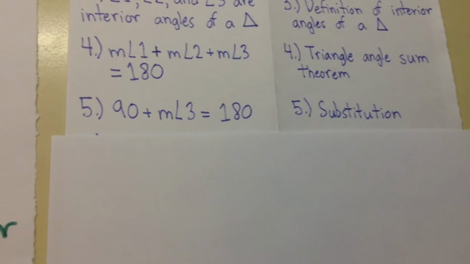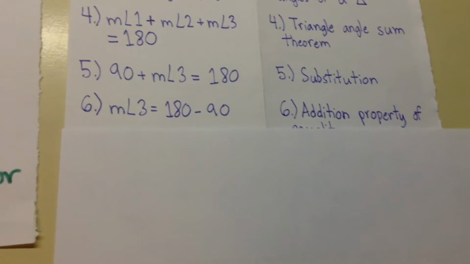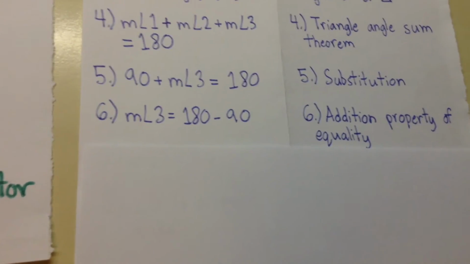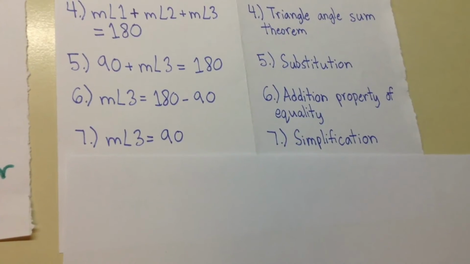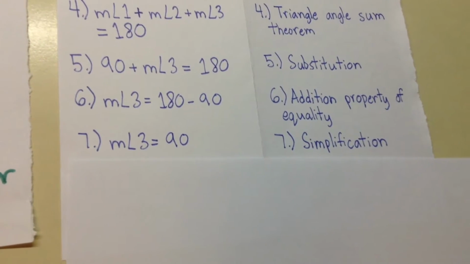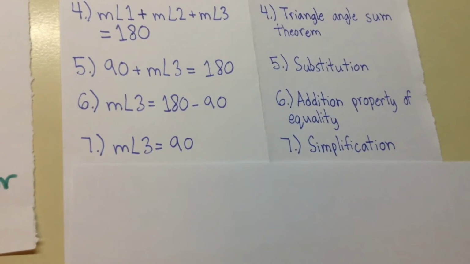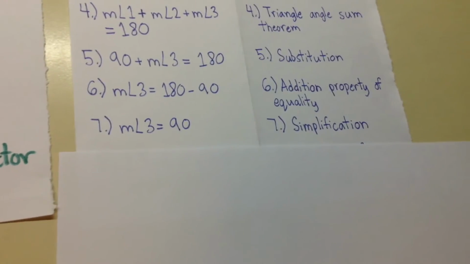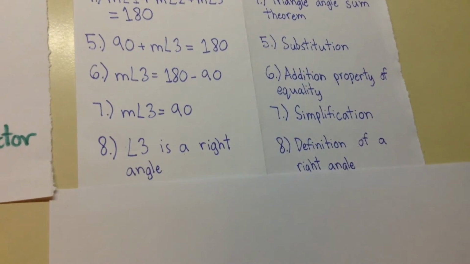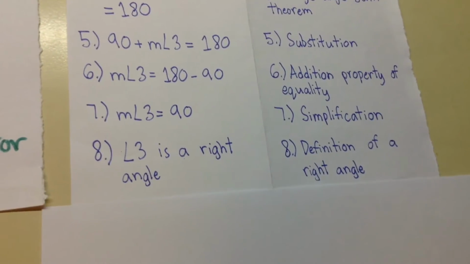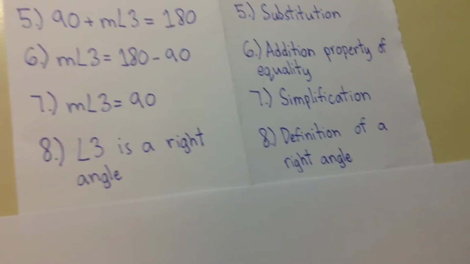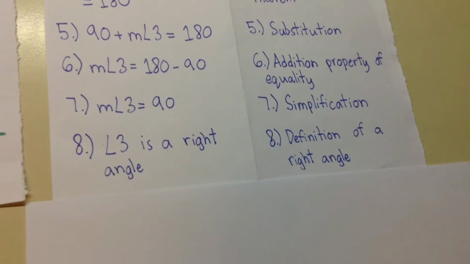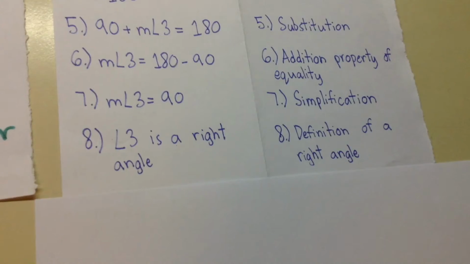So again, with that equation, I transfer 90 to the other side using the subtraction property of equality, so I can solve the equation. Now simplifying the equation, 180 minus 90 is equal to 90. Therefore, we can say that the measure of angle 3 is equal to 90. Now, since the measure of angle 3 is equal to 90, we can say that angle 3 is a right angle, because the definition of a right angle states that an angle whose measure is 90 degrees is a right angle.